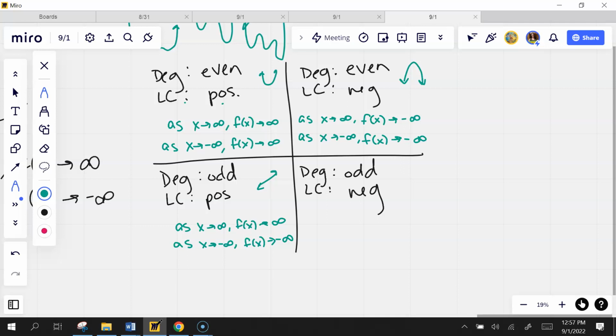And then, of course, if it's odd and negative, this is what it looks like. Or maybe it's a cubic that does more like that, right? It doesn't matter. The ends are just going opposite directions. So as I go to positive infinity, this time the graph is going to go negative. And as I go negative, the graph goes positive. I'll give you a second to catch up.